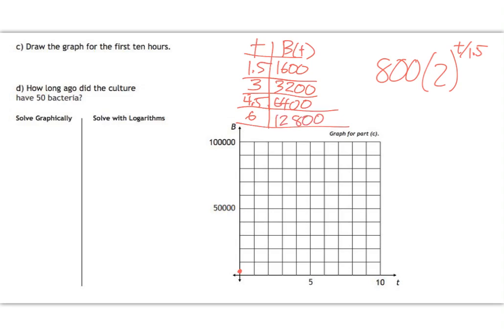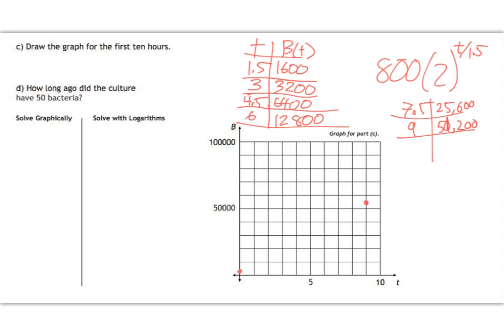Okay, now we're getting some big numbers. 7.5 hours. We're doubling that again, so that's 25,600. And at 9 hours, we'd be doubling that again, so 51,200.